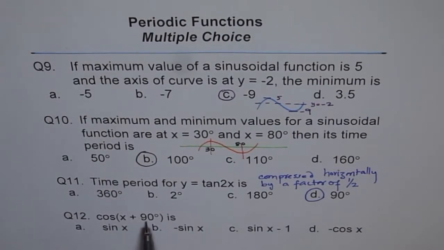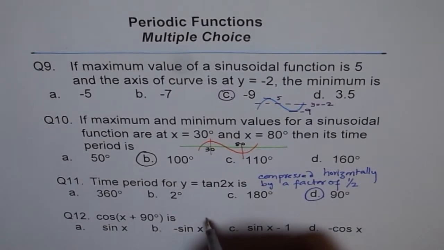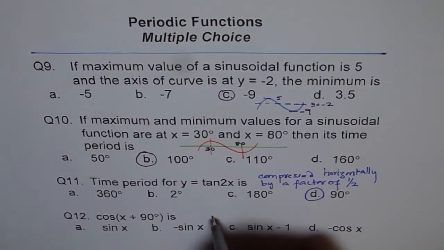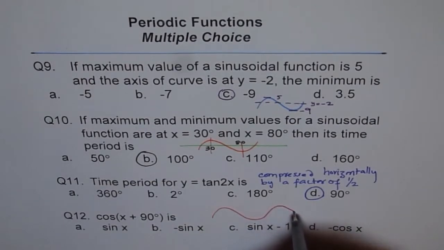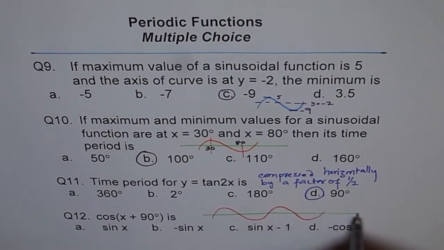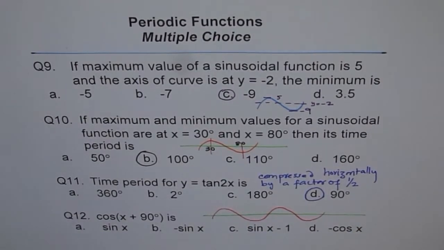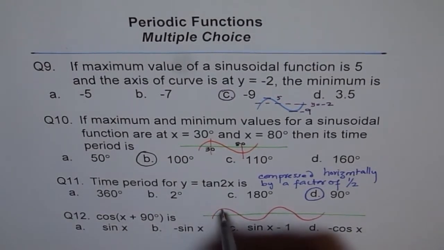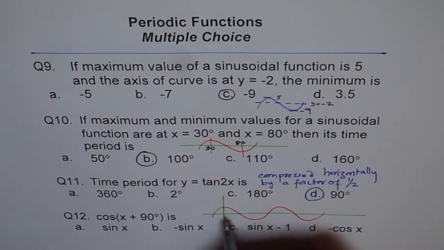Cos(x plus 90 degrees) is sin x or minus sin x or sin x minus 1 or minus cos x. So let's try to sketch this function, right? Let me just make one wave first, and then we'll do the later half. Let's just make a general wave, right? And that is my x-axis. Now when I say that it is cos of x plus 90 degrees, so normally the cos wave starts from maximum, right? So that is normal cos x.